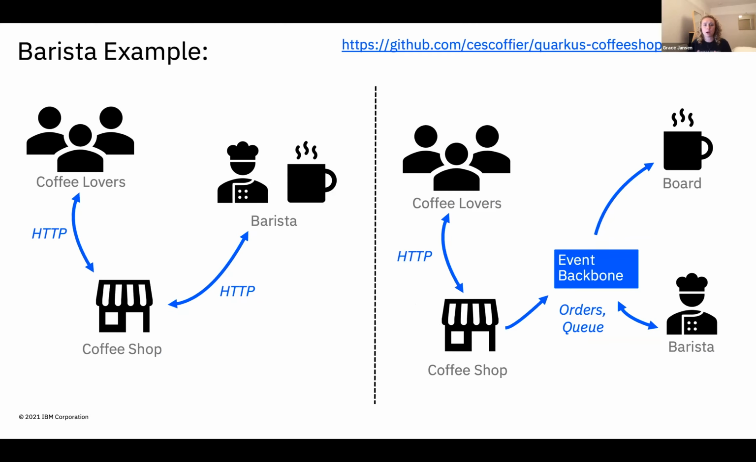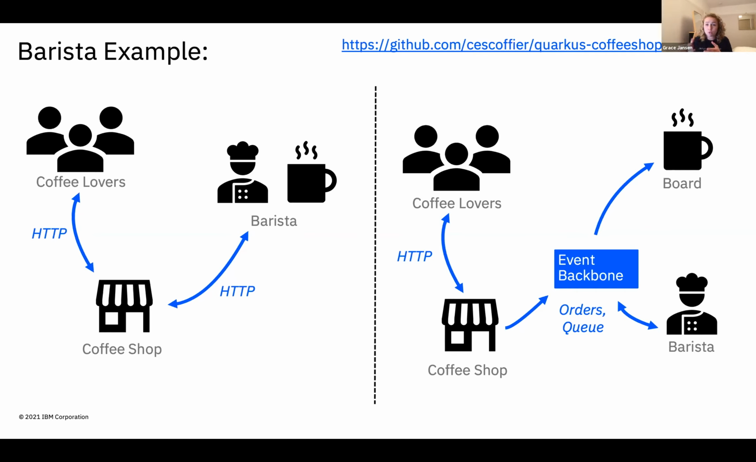So let's take a look at what happens when we introduce that into our barista example. You can see here, we've kept the HTTP between the coffee lovers and the coffee shop, but now we've introduced the event-driven backbone, or the event-driven architecture, into that second stage. So now when our coffee lovers come in and order their coffee, the coffee orders are added to this queue, essentially, this event backlog, and the baristas can dynamically read from this queue as and when they're available.